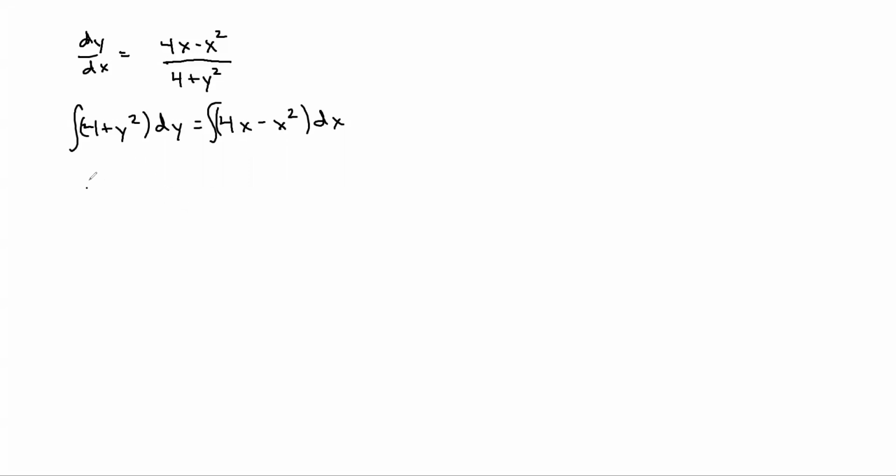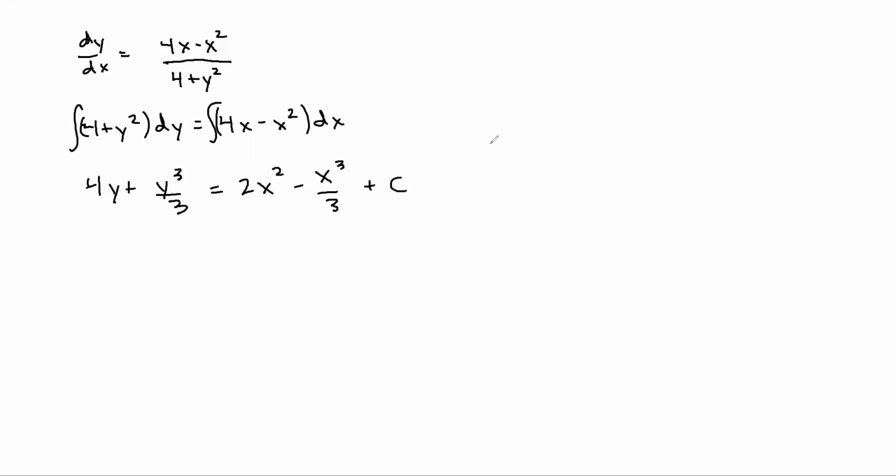And the antiderivative on the left is 4y plus y cubed over 3. And the antiderivative on the right is 2x squared minus x cubed over 3. And then we add in a plus c. And that's the end. It's that simple, right?